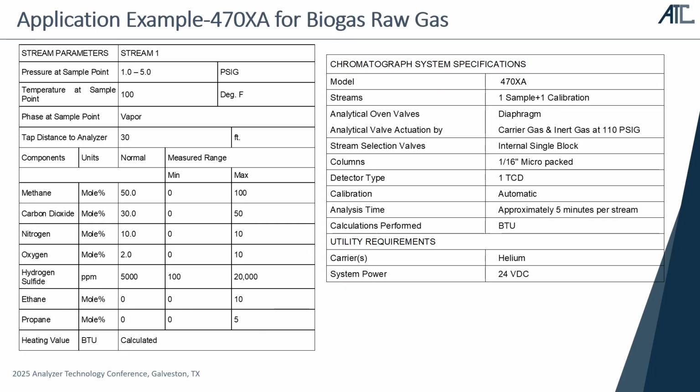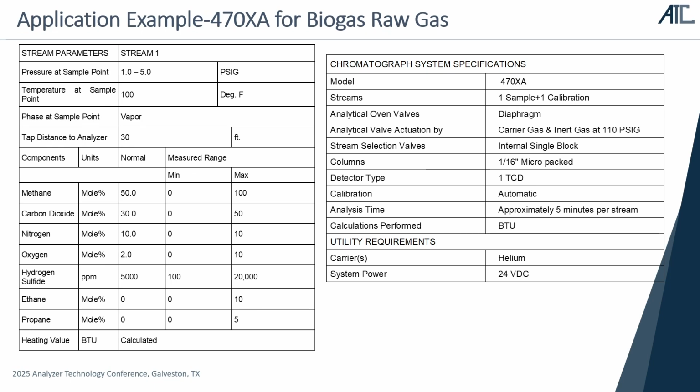to show how GC can be used for biogas measurement. So we talked about raw gas and a product. The first example is how to use a GC to measure biogas raw gas. On this slide, on the left side is a stream composition of the application example. You can see on the top the stream name and the process condition, which tells the pressure and temperature at the sample point, the sample phase, and the distance from the sample tap to your analyzer. And then it lists all the components in the sample and their concentration, and also tells you which components are being measured and what the measured range is.